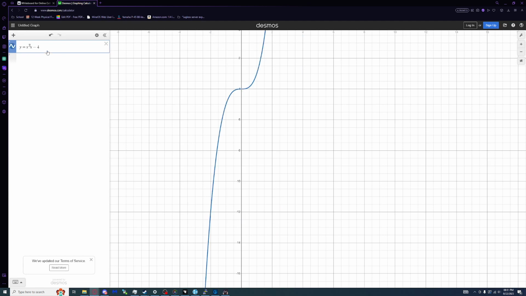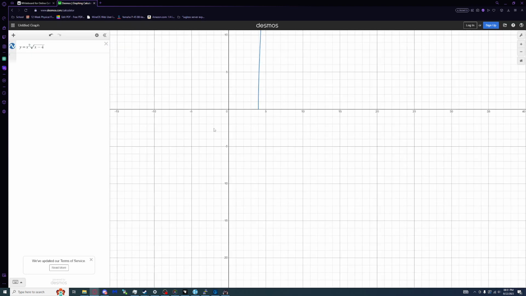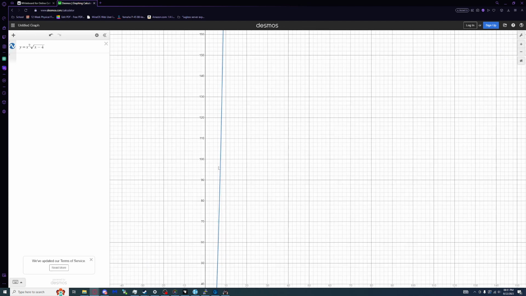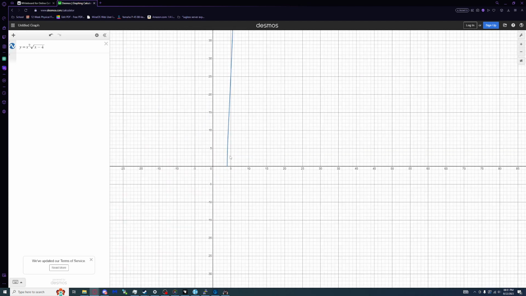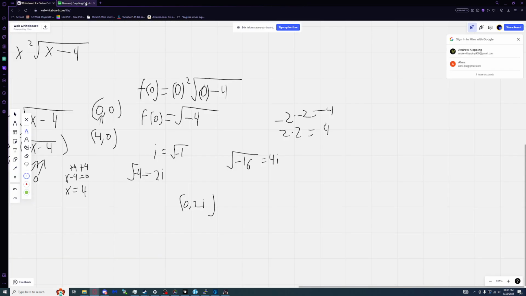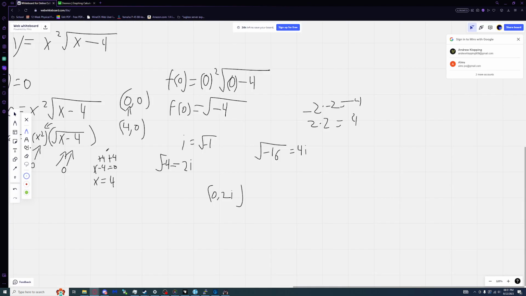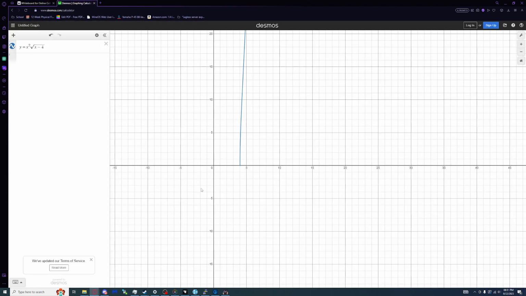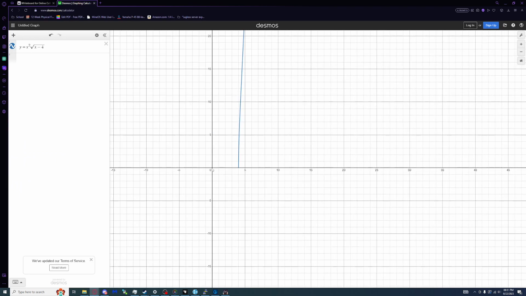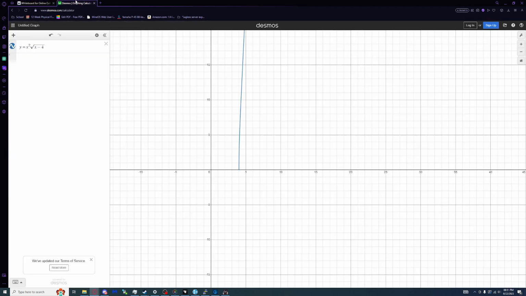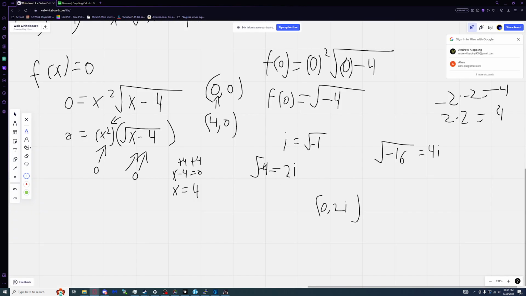x squared times the square root of x minus 4. And there you go. You get something really weird. So we have our first one at (4, 0). And then I suppose we have an imaginary 0 at (0, 0). So what's likely going on here is that we have an x-intercept at (0, 0) in the imaginary plane, and then we have our y-intercept in the imaginary plane of 2i.